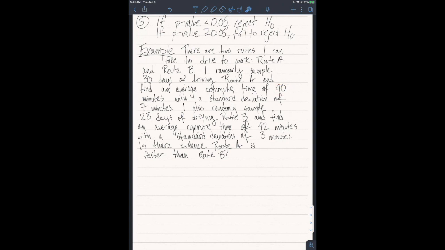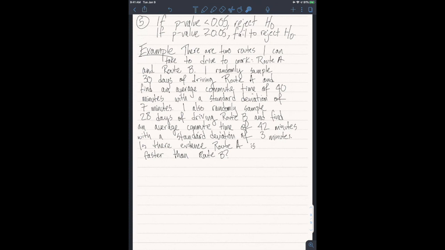And now just by looking at that, 40 versus 42, it does look like route A is faster just in general, right? We took a very similar sample size, 30 versus 28 days. Route A, it was 40 minutes on average. Route B, 2 minutes longer.